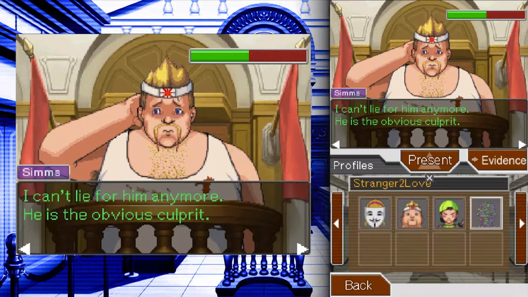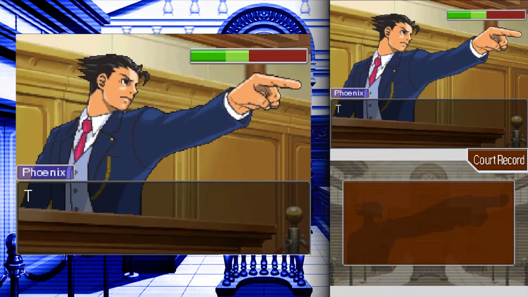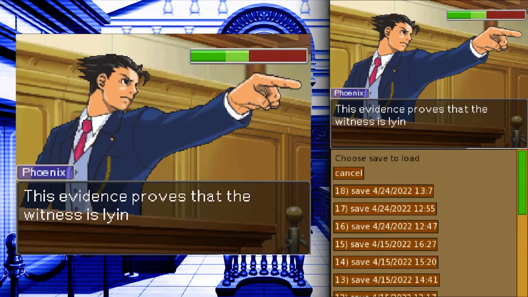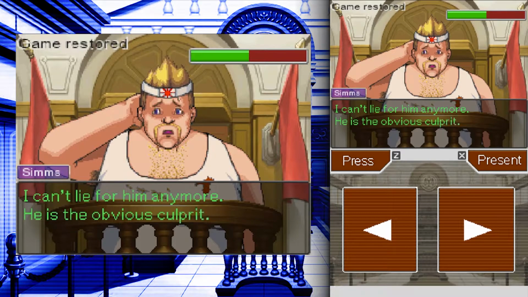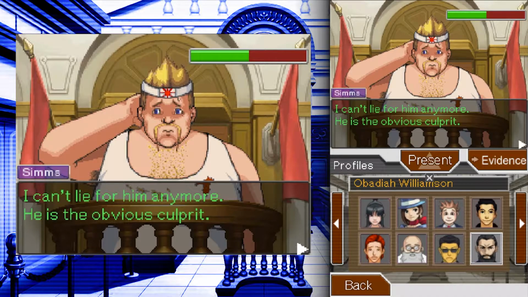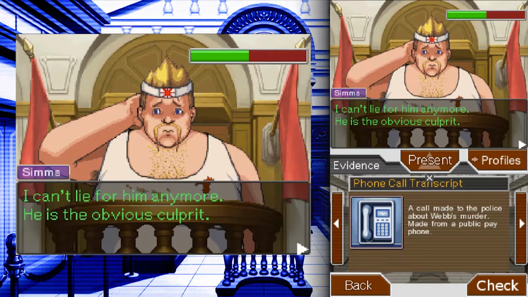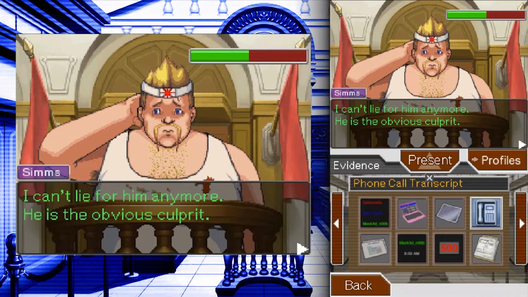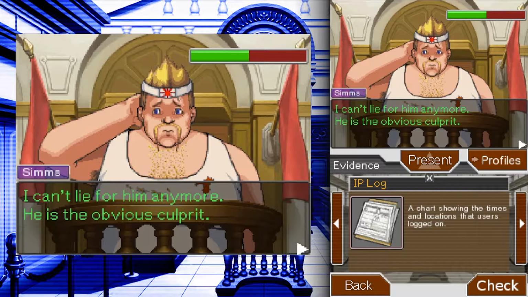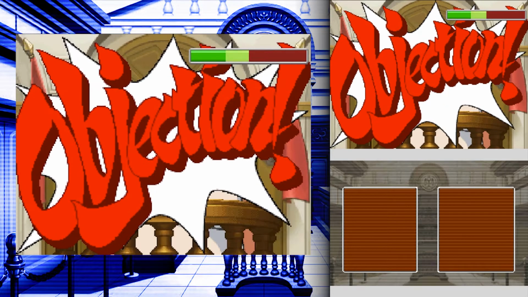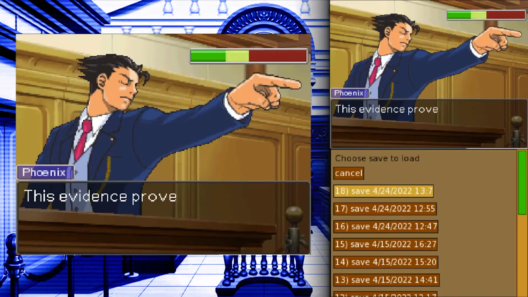But can we also present Stranger to Love, or IP addresses, or other users' names? Would that work? No, that doesn't work. Wowee. It's literally only him. I really want to test this out with the IP address. The IP log shows all the users, so this could be their way to present stuff like that, right? No. Wowee. That's kind of strange.